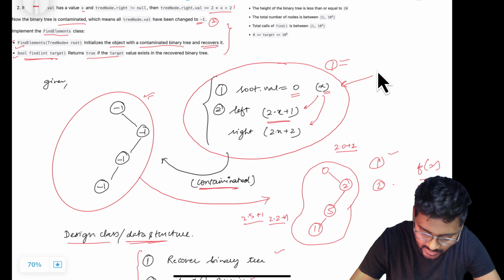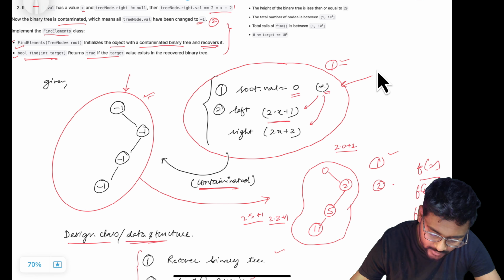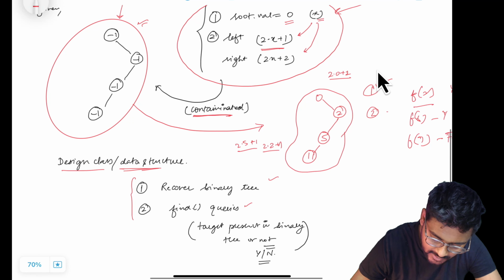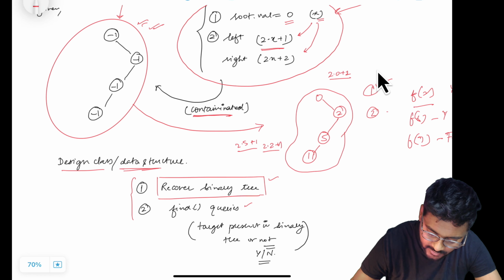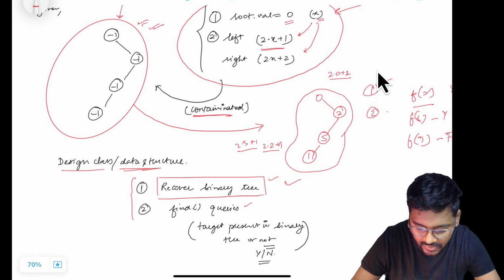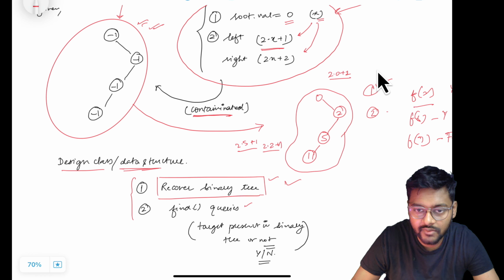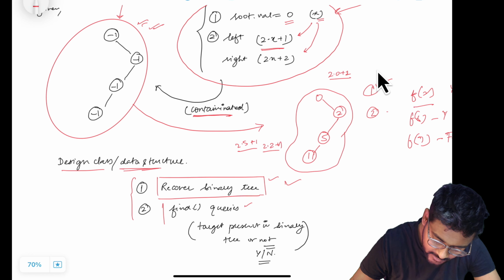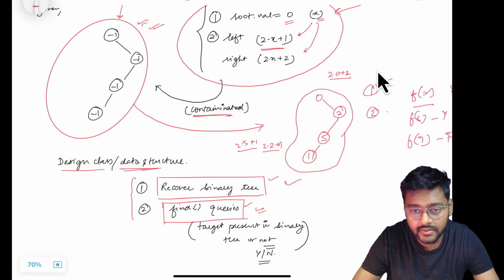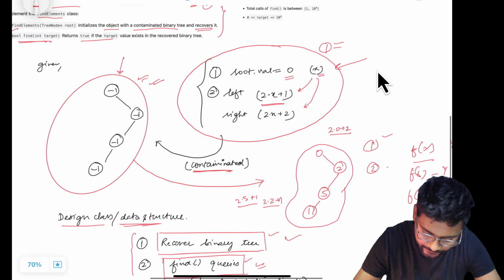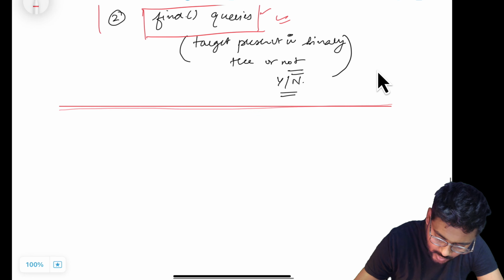Initially the tree was something like this, then it got contaminated. What we have to do is first recover the binary tree. We get this tree and we have to recover it in the constructor, which means we only do that one time. After that come the find queries. For a find query, we get a value and we have to return whether that value is present in the tree or not. Here the problem statement is over.